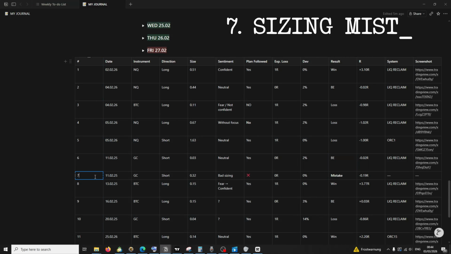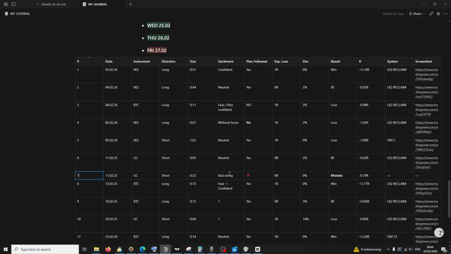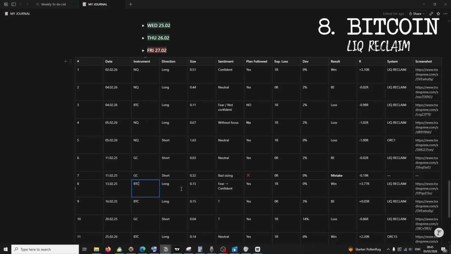Trade number 7 is actually not a trade, that was just bad sizing. As I said, it's other position sizing on FTMO. So I wanted to have this position size, but I have to do this one instead.